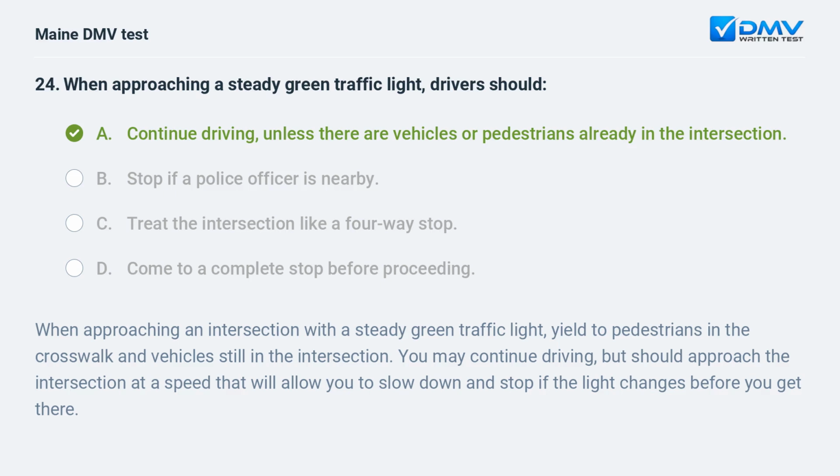When approaching an intersection with a steady green traffic light, yield to pedestrians in the crosswalk and vehicles still in the intersection. You may continue driving, but should approach the intersection at a speed that will allow you to slow down and stop if the light changes before you get there.